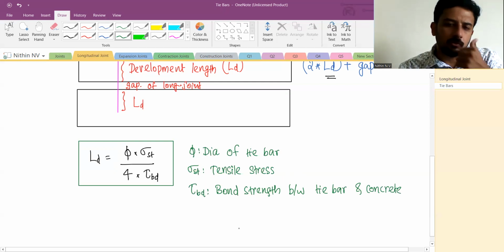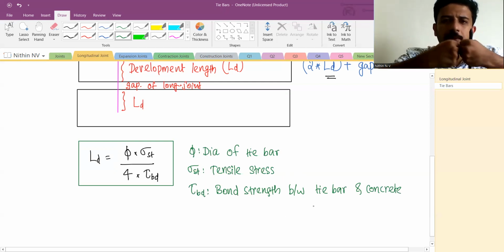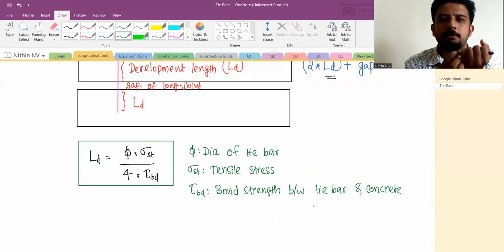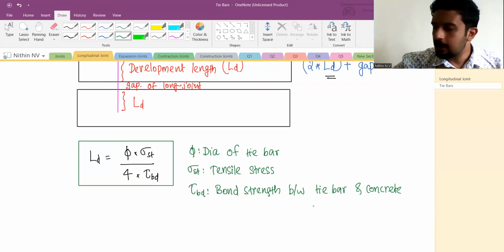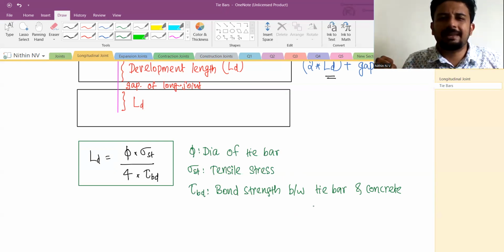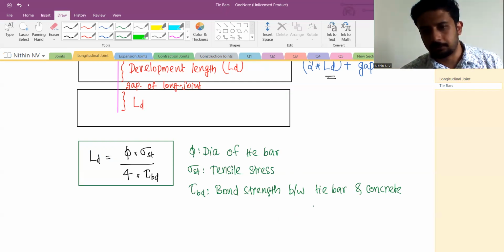Now see why it is tensile stress? Because these two slabs are trying to go apart. Now this steel bar will be trying to keep them in position. If I am the tie bar, and on both of my sides there are two different slabs and they are going away, which means I'm going to get expanded, which means tensile stress is going to develop on me. That's why in the equation also tensile stress is coming.